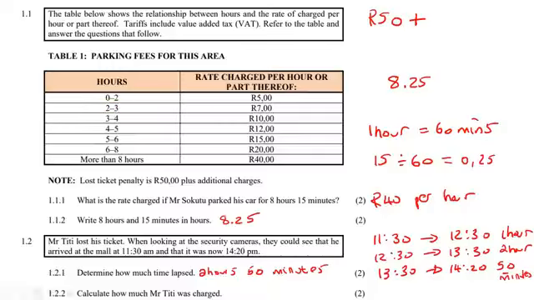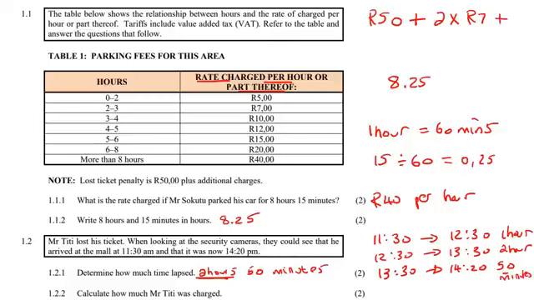So now we've got to think about this carefully. It says here, this is the rate charged per hour. So, if you park your car for 2 hours and 50 minutes, you're definitely going to pay for the 2 hours. So let's say 2 hours multiplied. Now, every hour is 7 Rand, so we're going to say 2 multiplied by 7 Rand.